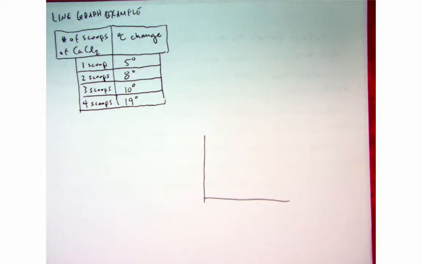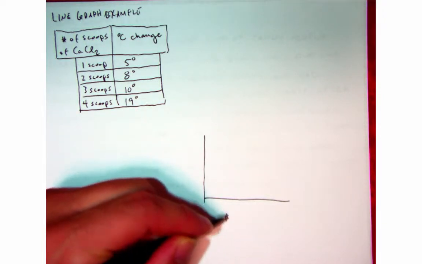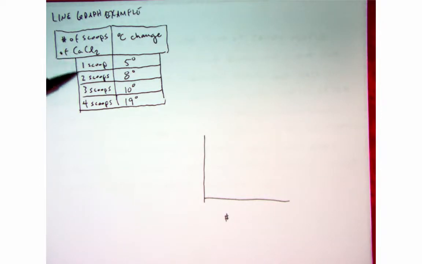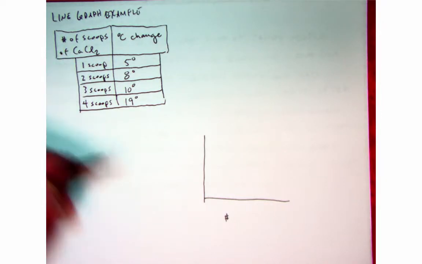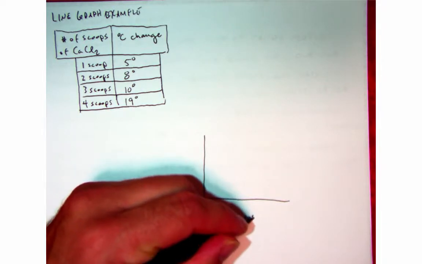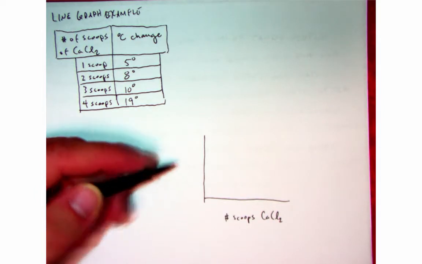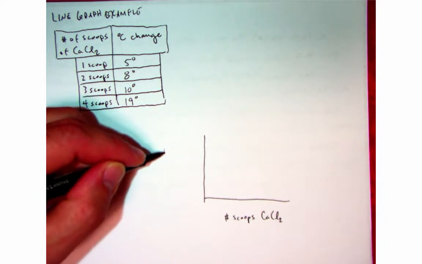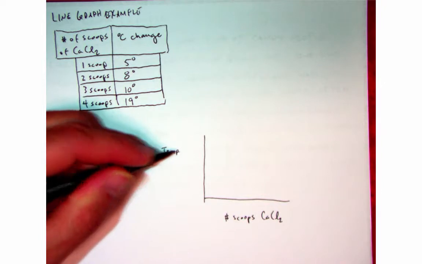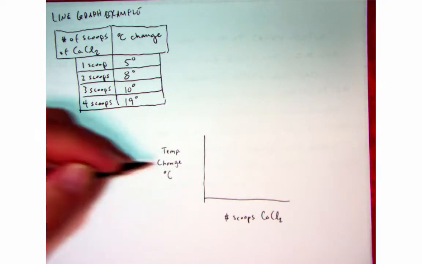Okay, so I've got my x-axis and my y-axis. And I know that on my x-axis, that is where my independent variable goes. And that's the number of scoops of calcium chloride. That's the thing I changed every time. So I'm going to put number of scoops of calcium chloride. And on the y-axis, I'm going to put temperature change. And that's in degrees Celsius.